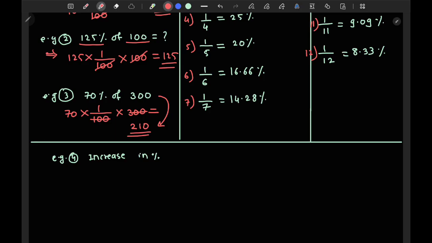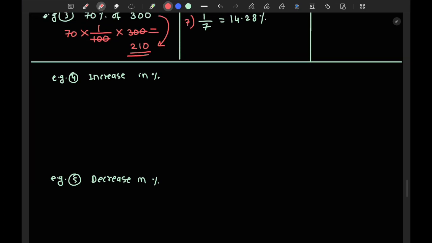Hope this concept is clear. Okay, this is very very basic. Now let's move to increase in percentage. So now we are going to understand increase in percentage.